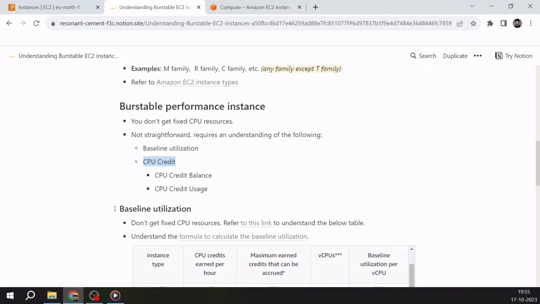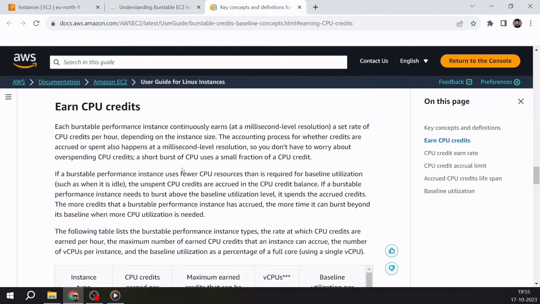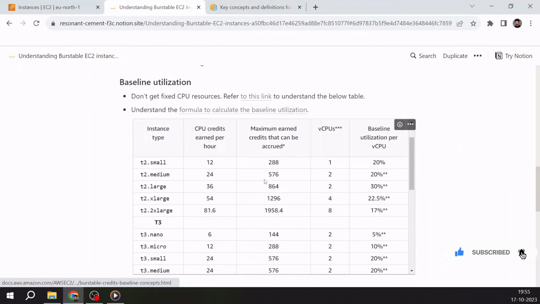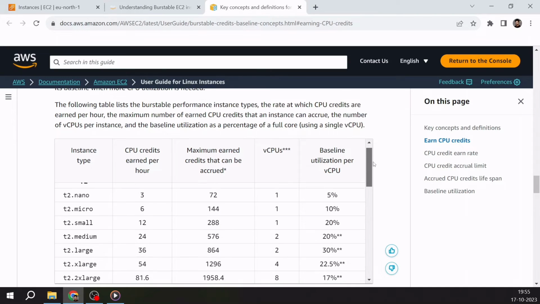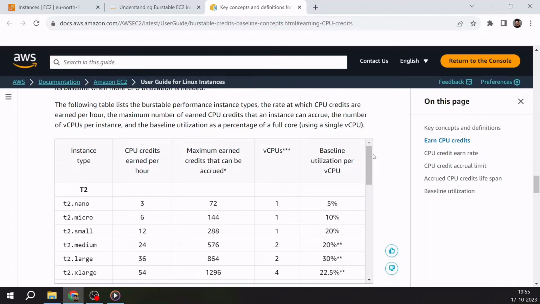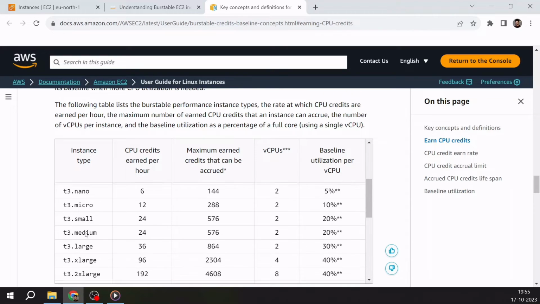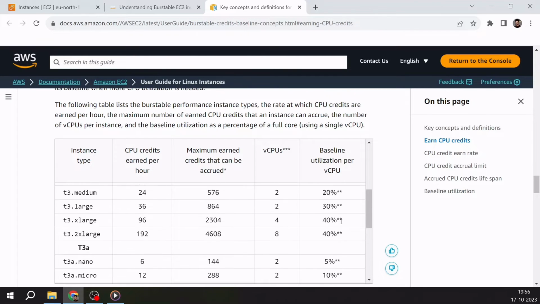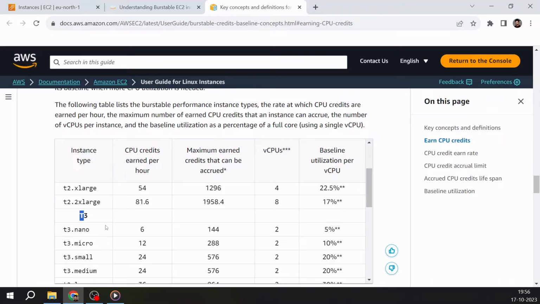Okay, so now let's understand what is a baseline utilization. I will just close this and click here. You can see a table here, and the same table I have added here. If you understand this table, then you will almost understand what is a burstable EC2 instance. Here you can see the T2 family and all the instances of the T2 family, T3, then all the instances of T3, and similarly T3A and T4G. All these instances are burstable instances.